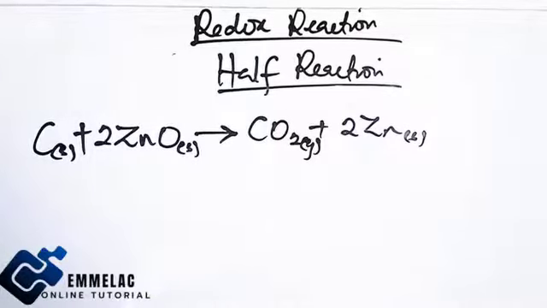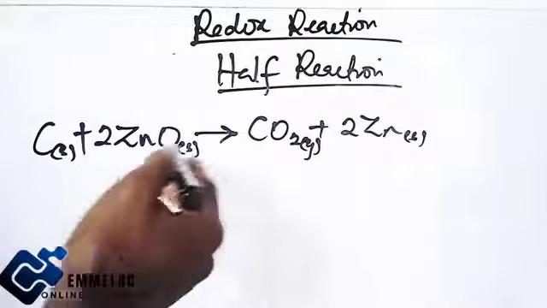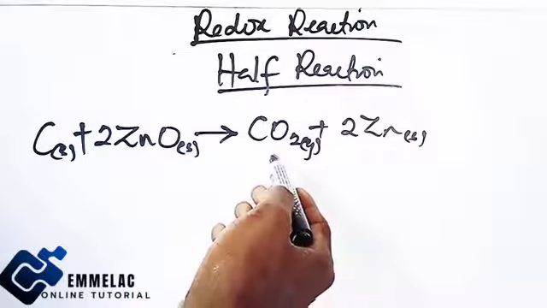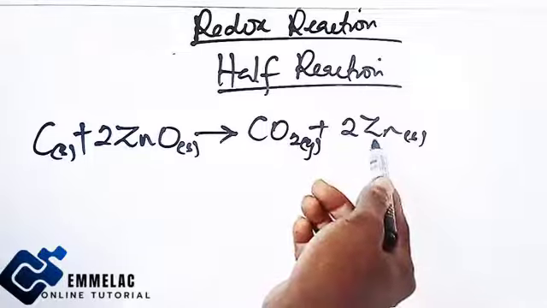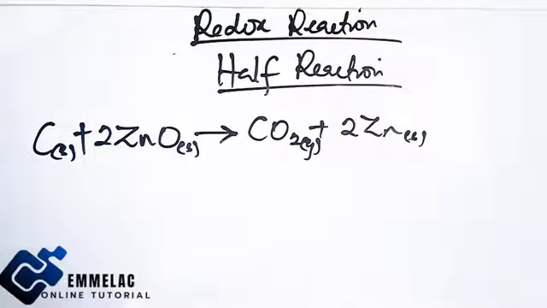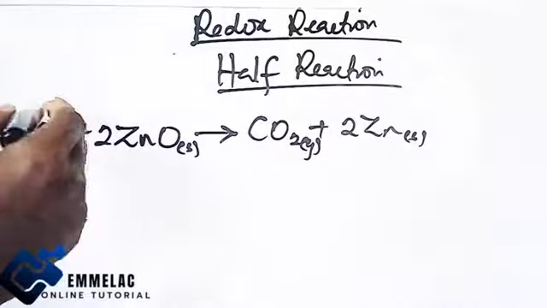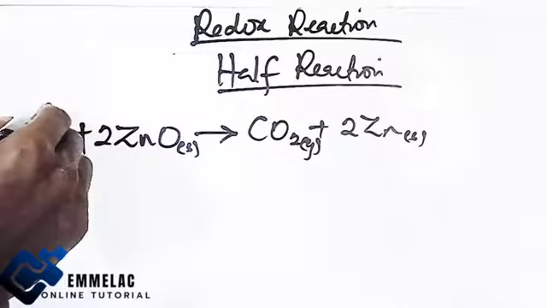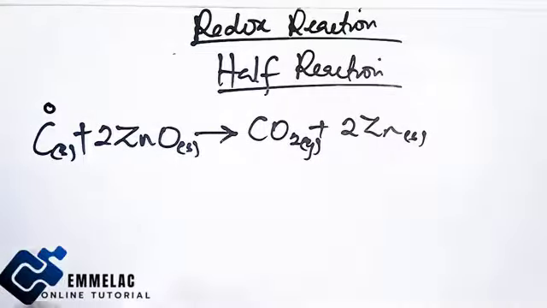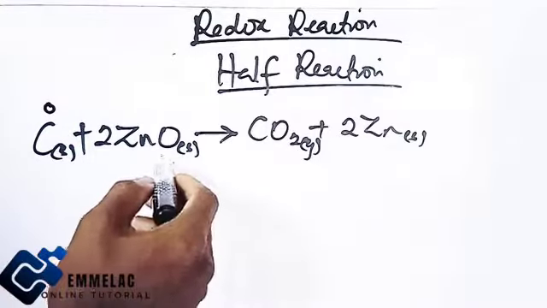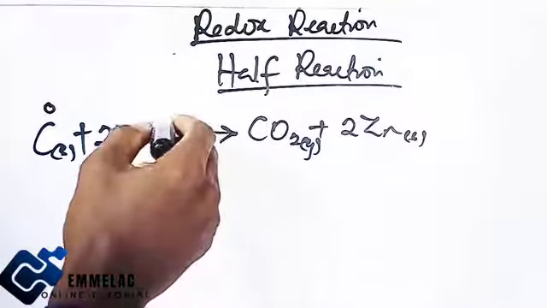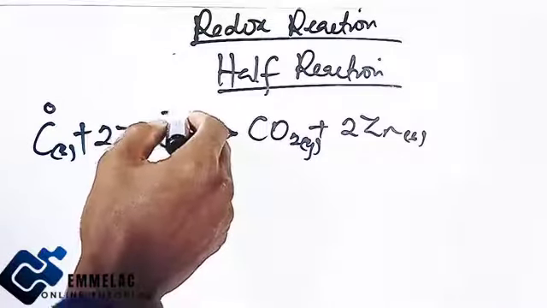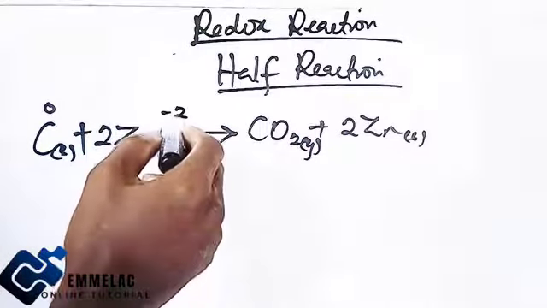Okay, here is another chemical equation. Carbon reacting with zinc oxide to give carbon dioxide and zinc. Now looking at this chemical reaction, you will see here that carbon is in its ordinary state, which means this is 0. And looking at this, oxygen here is minus 2.